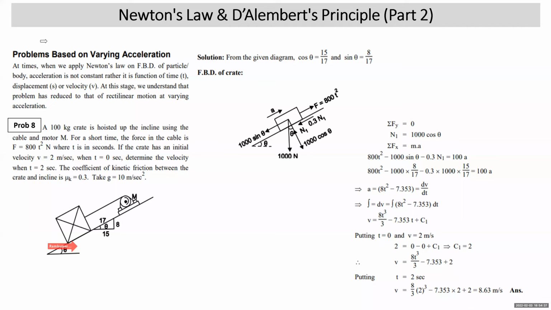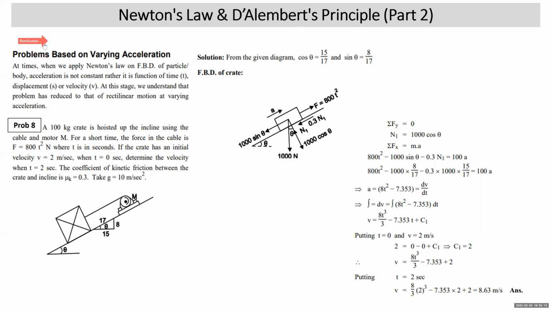Right. Now, another type of sum: problems based on varying acceleration. Understand, so far, all the problems we have come across in this chapter, in my previous lecture as well as in this lecture, when we drew the free body diagram of any body or box, all forces acting on it were constant. If all forces acting on the free body diagram are constant, and we apply Newton's law, your acceleration will also be constant. And if acceleration is constant, equations of motion can be applied.